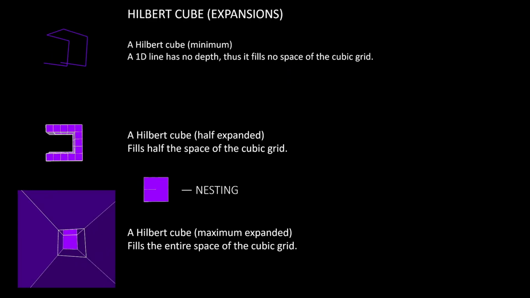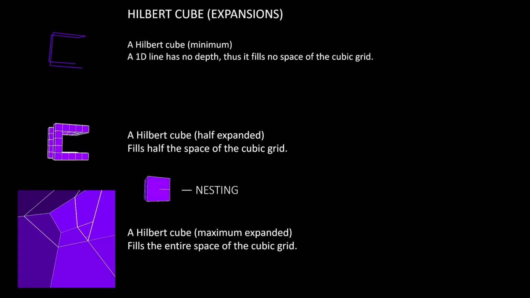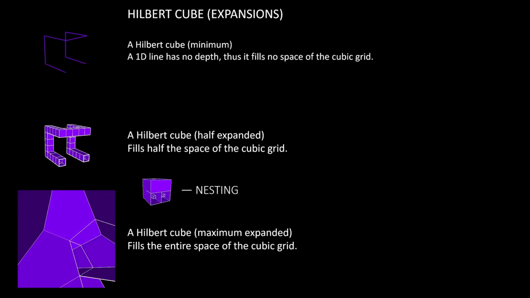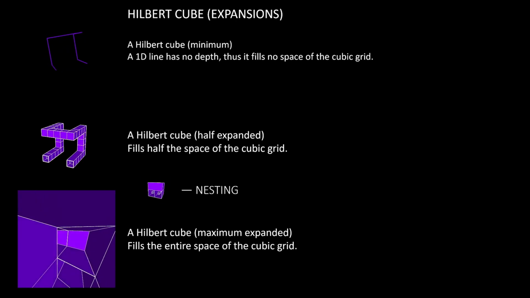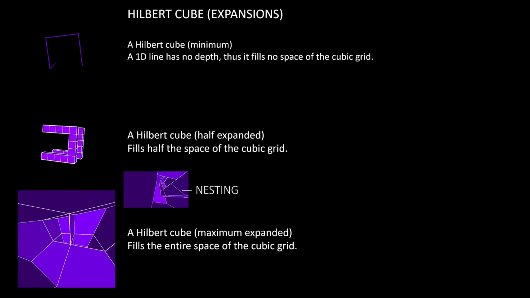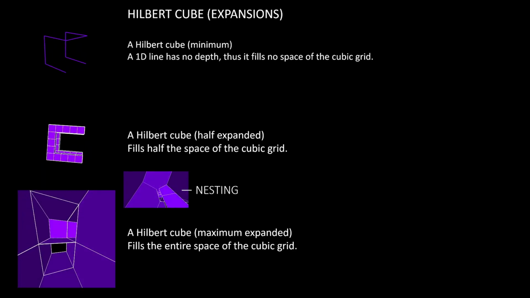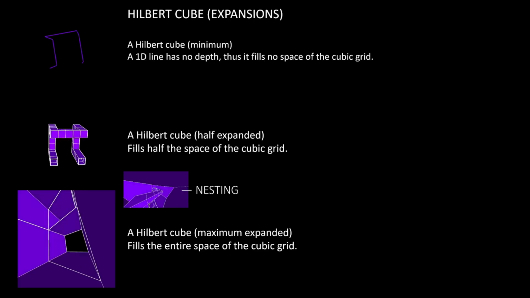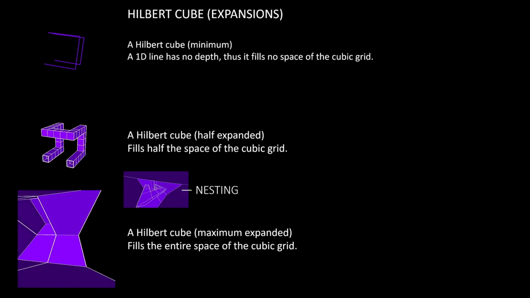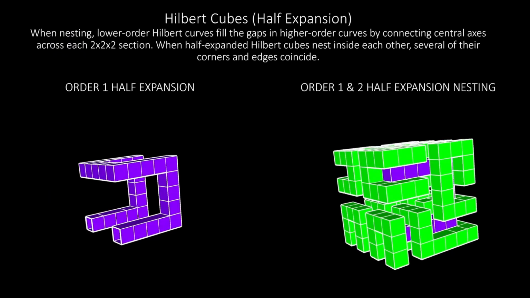Hilbert cube expansions. A Hilbert cube minimum is a 1D line that has no depth. Thus it fills no space of the cubic grid. A Hilbert cube half expanded fills half the space of the cubic grid. And a Hilbert cube, maximum expanded, fills the entire space of the cubic grid.